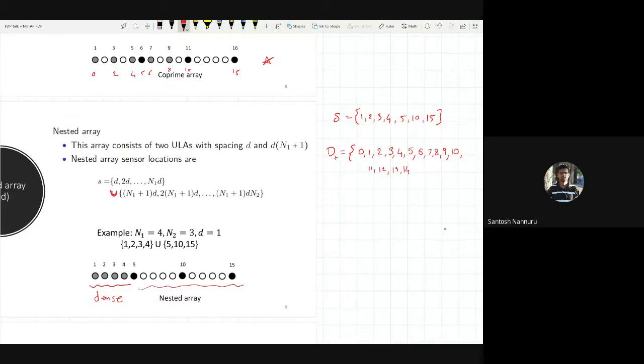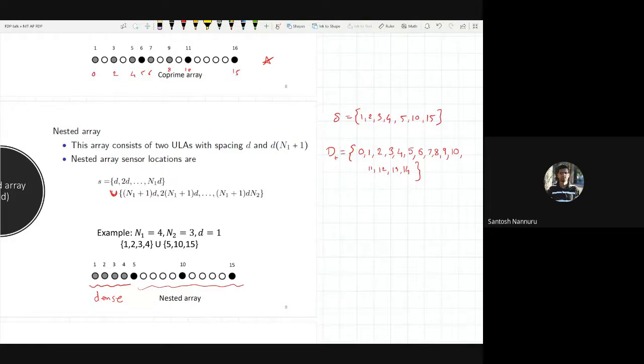This is the largest minus the smallest, 14. That's all, right? It can't be more than this. So I have all numbers from 0 to 14. The physical array is of size 7, and the difference array has size 29. 15 elements I have, right? 0 to 14, 15, plus there is the negative part also, which I am ignoring. The positive part only I am considering. So it is about 15 elements. The difference array has many more elements.